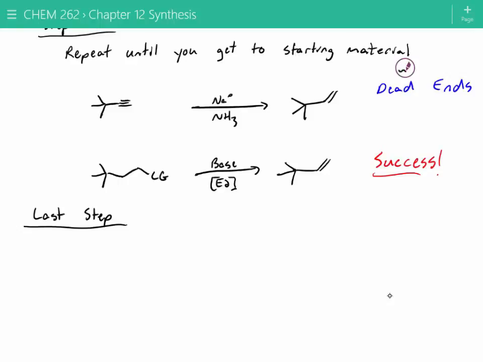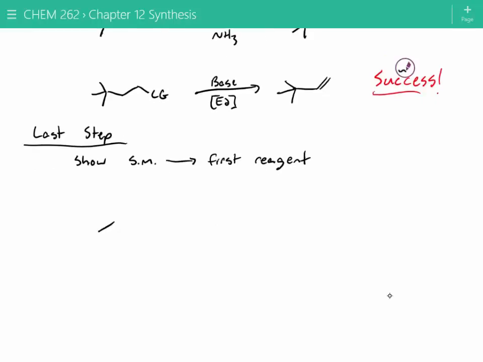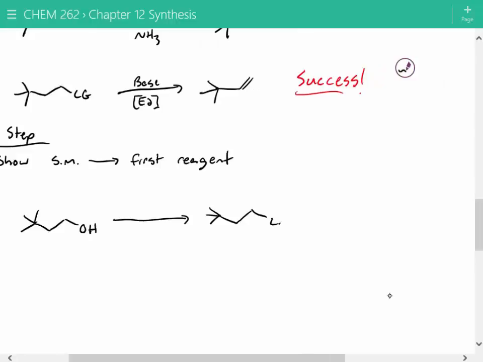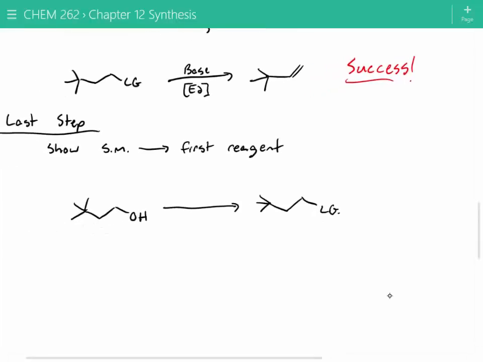Where you want to show starting material going to first reagent. So the question we have is, all right, we've got this alcohol, but the problem is we know alcohols are poor leaving groups. Does anybody remember, yeah, we have really only one good method to make an alcohol into a leaving group.